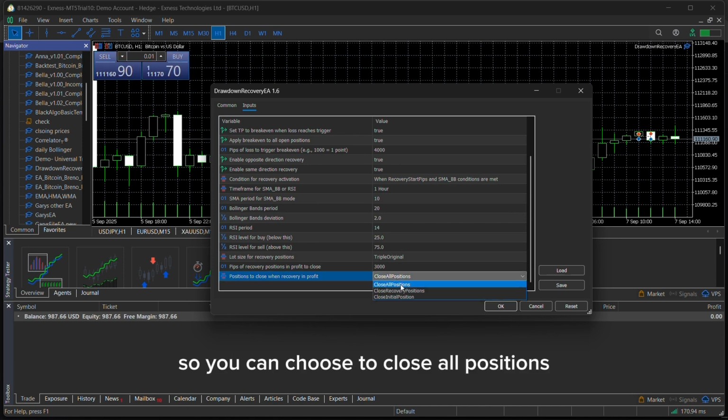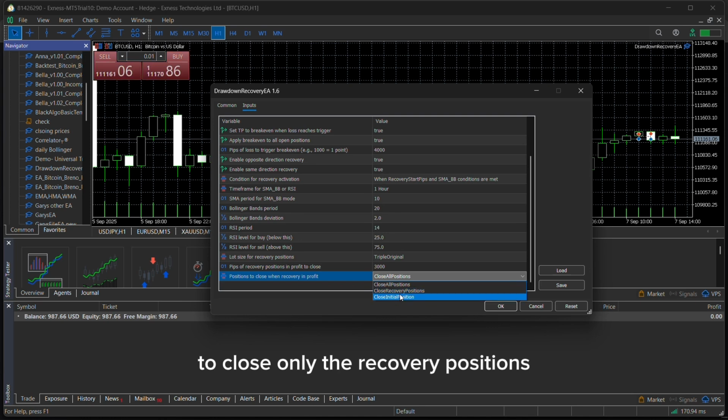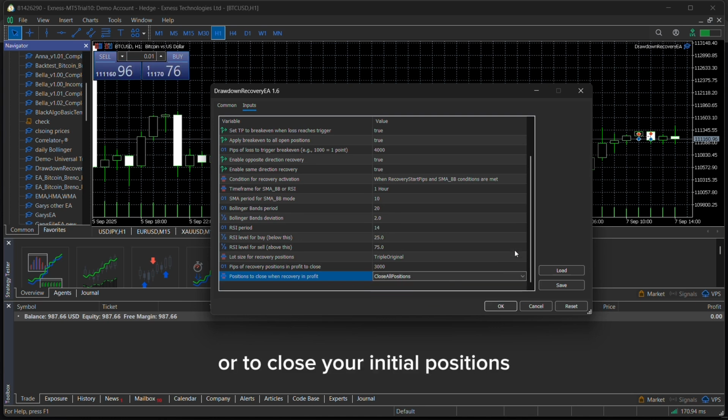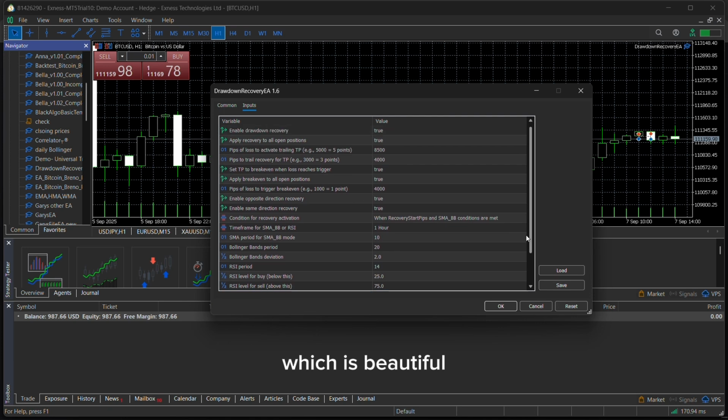Which leads us to the last condition. You can choose to close all positions, to close only the recovery positions, or to close your initial positions, which is beautiful. You have all the flexibility in the world.